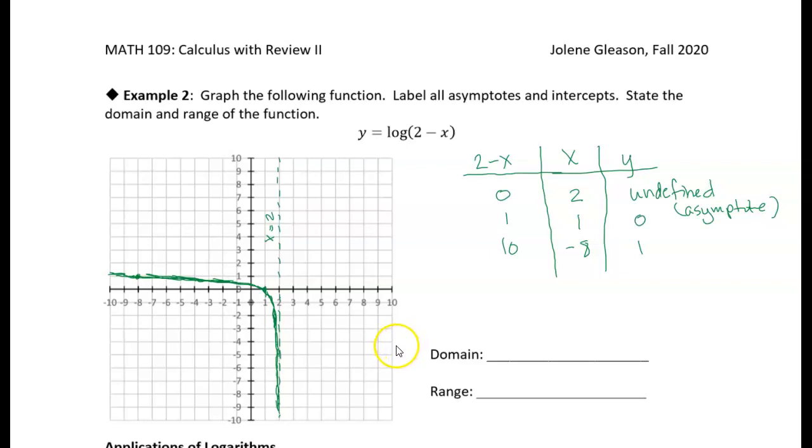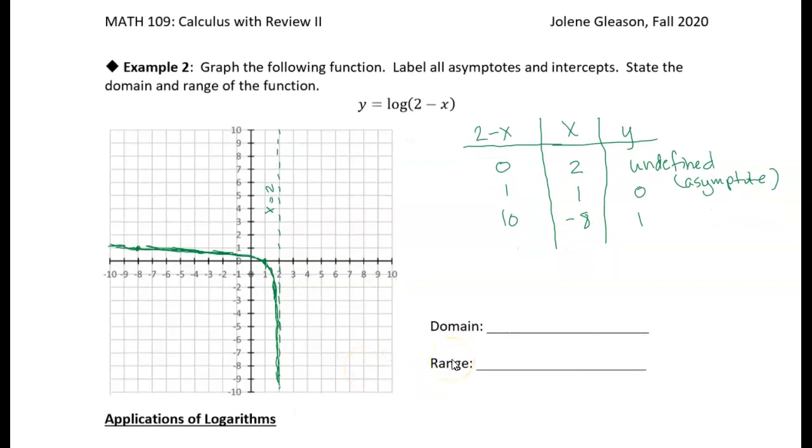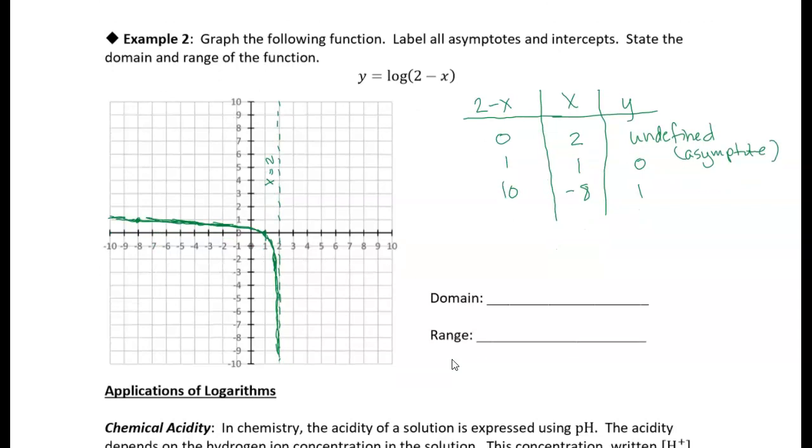All right, so what else do we need to figure out? We need to label the asymptotes, which I did. I labeled the asymptote x equals 2. And we want to find the intercepts. All right, well, intercepts are just when either y is equal to 0 or x is equal to 0. So when y equals 0, we get the x-intercept. So the x-intercept is just going to be 1, 0, right? Because we've already figured that out from the points that we graphed.